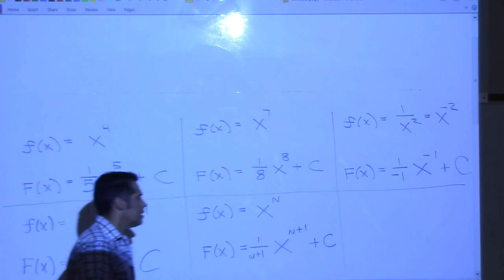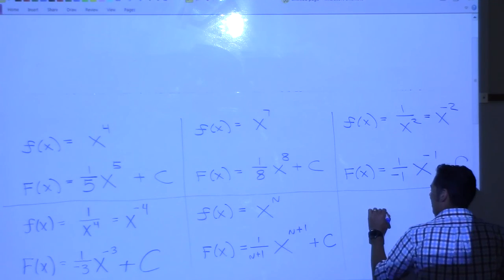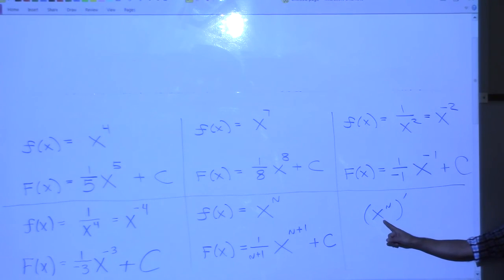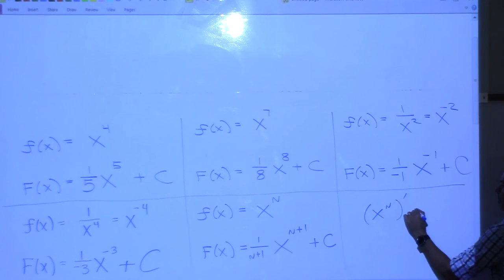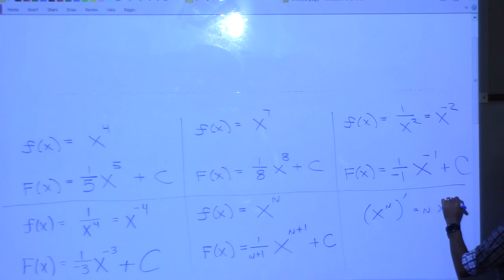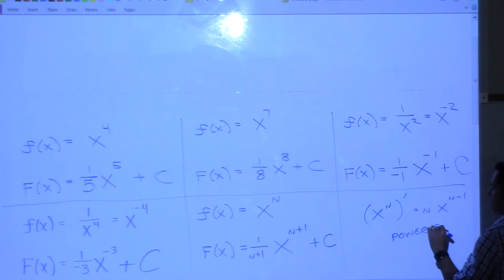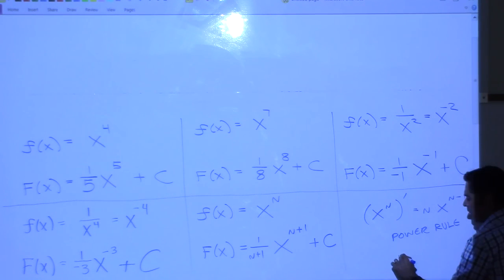So do you remember in Calc 1, earlier this semester, we had a rule for taking the derivative of x to the n? What was the rule? It was n comes out, x to the n minus 1. That was what we called the power rule, right? That was one of the first rules we learned. I used Pascal's triangle to prove that rule was true. So this is the power rule for derivatives.